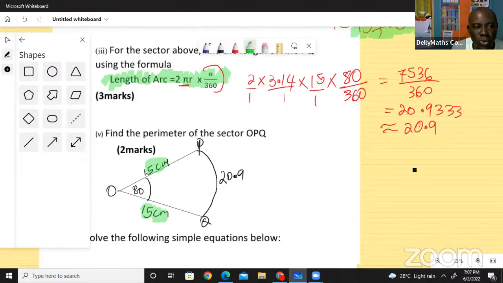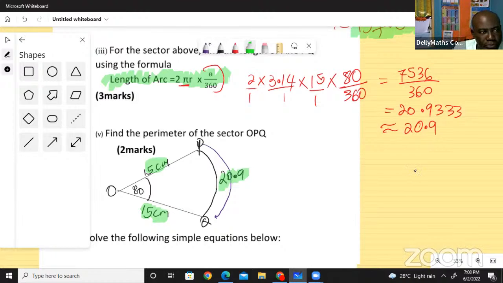So what we do have is that, remember the 20.9, you know, is the distance from P to Q, which is from here to right there. So we're going to have to add up for perimeter, because remember, perimeter means the distance along the boundary. So you want to add up everything.